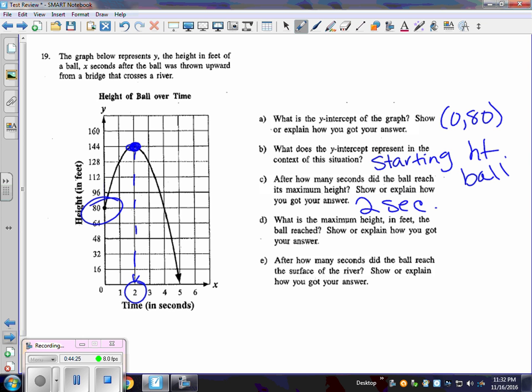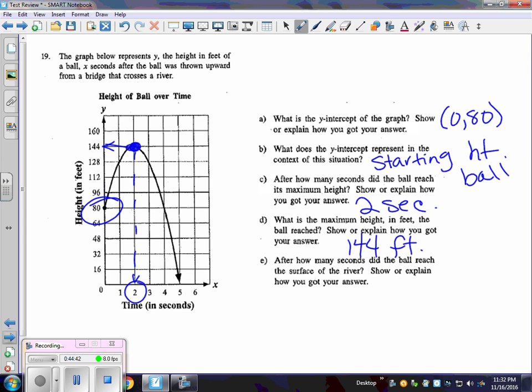All right, next question. What is the maximum height in feet? Now I'm going to look over to my y-axis up there, and it is 144 feet. So the ball goes as high as 144 feet. Again, I'm using the graph to help.